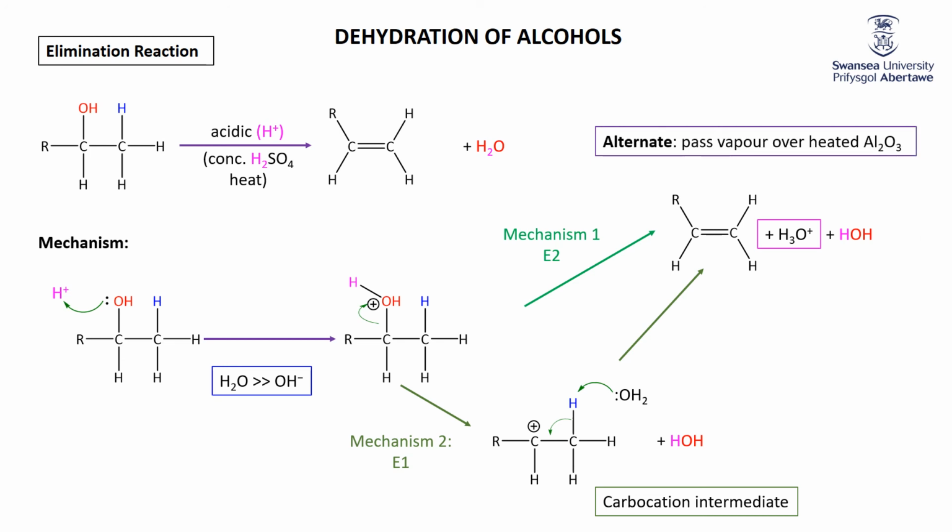An alternative A-level way to dehydrate alcohols is you just pass the vapor. So in other words, you vaporize your alcohol over heated aluminium oxide. We don't really talk too much about that in organic chemistry classes. If you want to go from an alcohol to an alkene, by dehydration, you typically do it under these acidic conditions.